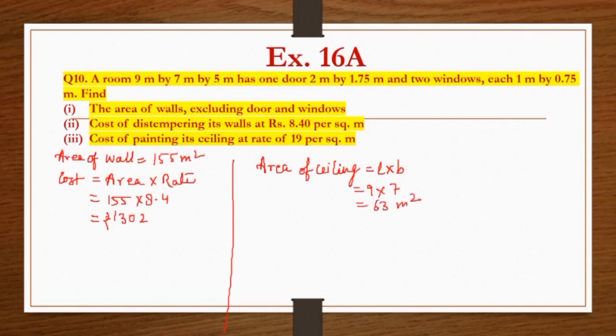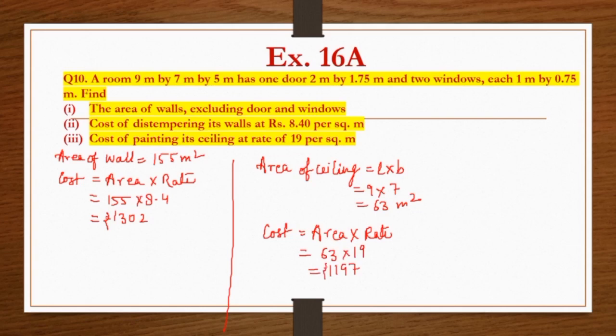Now again it is asking for the cost. So cost is equal to the area multiplied by the rate. Rate here is given 19. So area is 63 and rate is 19. So our answer is 1197 rupees.